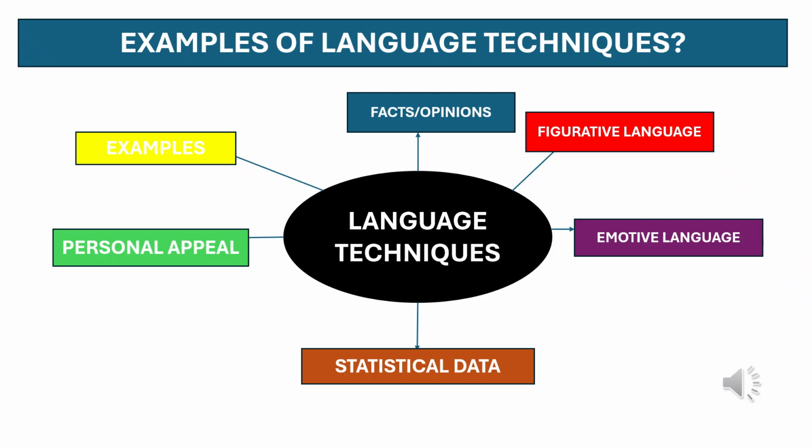Here are some examples of language techniques. One, facts and opinions. Figurative language. And by figurative language, we mean simile, metaphor, personification, onomatopoeia, oxymoron, hyperbole, pun, and the list goes on. Emotive language. And by emotive language, we mean words that appeal to the emotions. Statistical data, personal appeal, examples, and share your thoughts if you know of other language techniques in the comment section below.